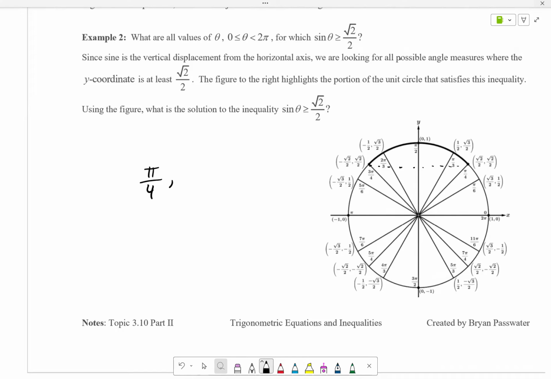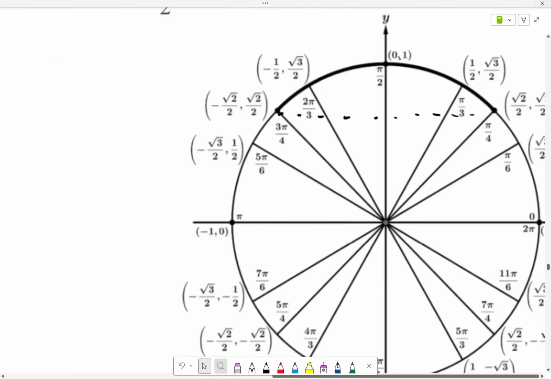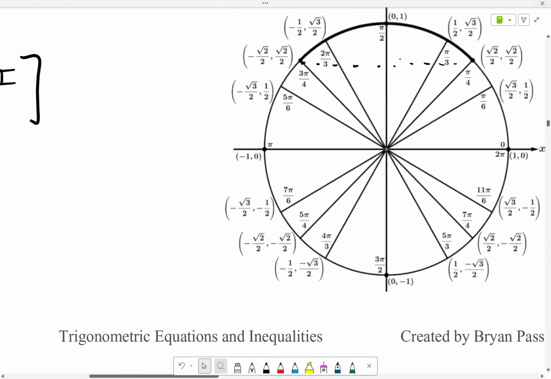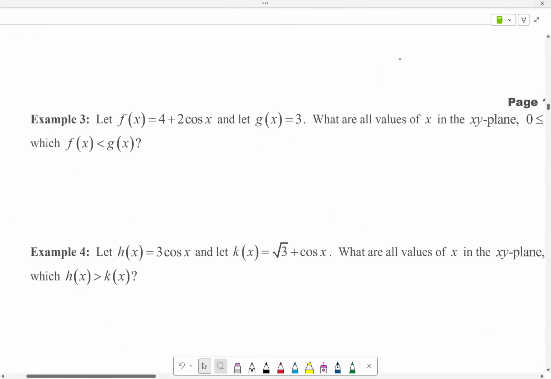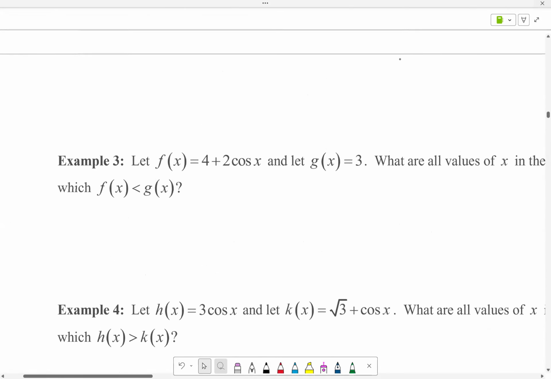Pi over 4 to 3 pi over 4. Do we agree with that? I hope that you all see that, and it's even highlighted there to show you the region. And I love what you said, that it's higher than those 2 points that we have, and that's all we have to look at for that one. Yes. Okay, moving on. I'll give you a chance to do example 3.